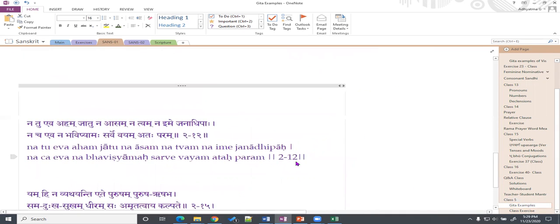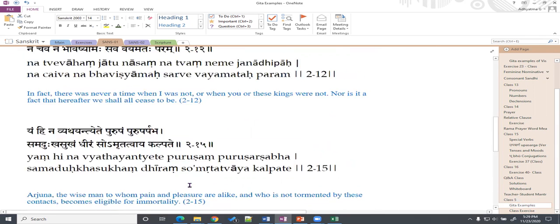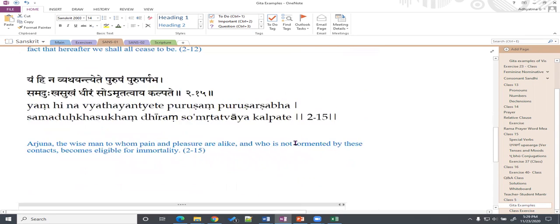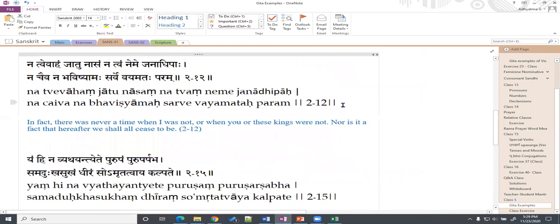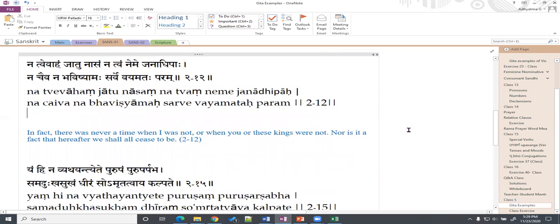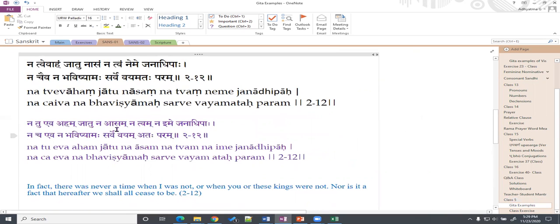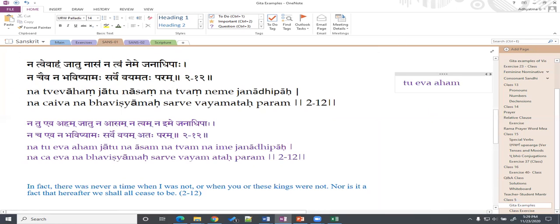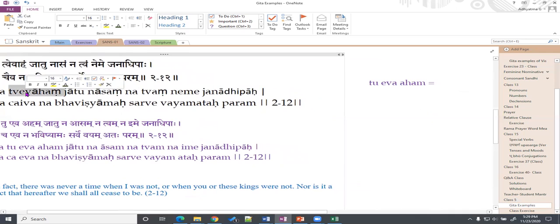Here also I'll put the split version for you. This is verse 2.12. And you see here, Tvevaham. This is the word, Tvevaham. And this is the split of it. So it would be Tvevaham equal to Tu plus eva plus aham.